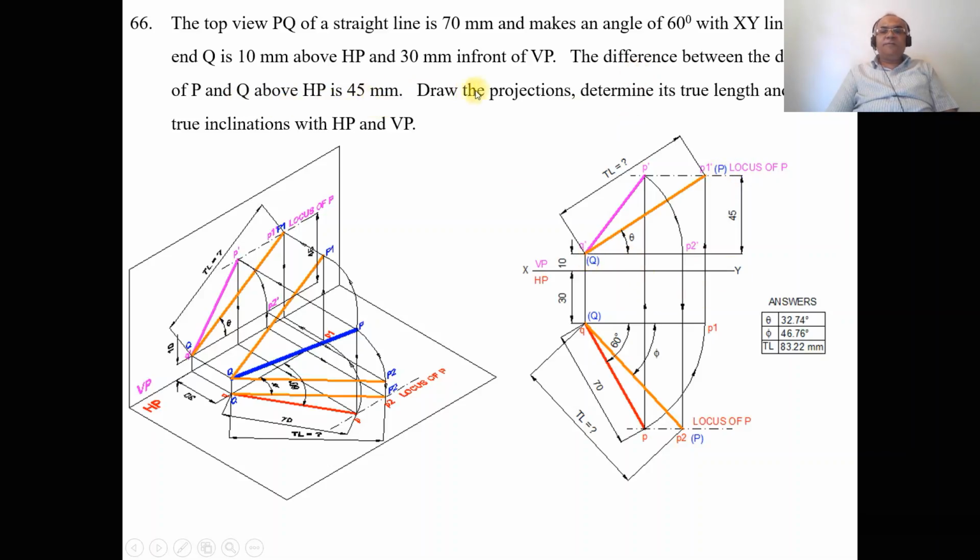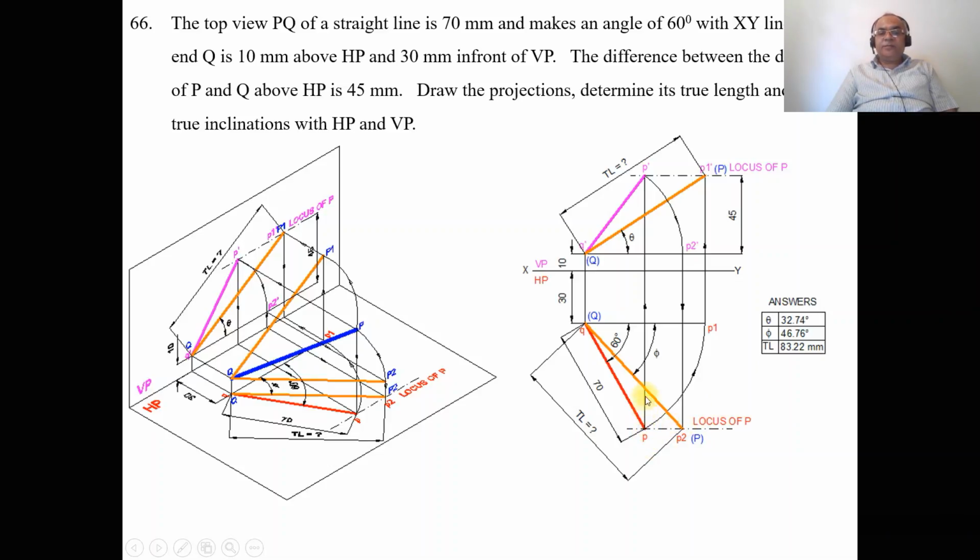That above HP is 45, so this distance is going to be 45 mm. So from the XY line it will be 55, and 55 minus 10 becomes 45. Then draw a horizontal dash-dot line, which is going to be the locus of P in the front view. So now you know the locus of P in the top view as well as in the front view, and you have the top view point small p.